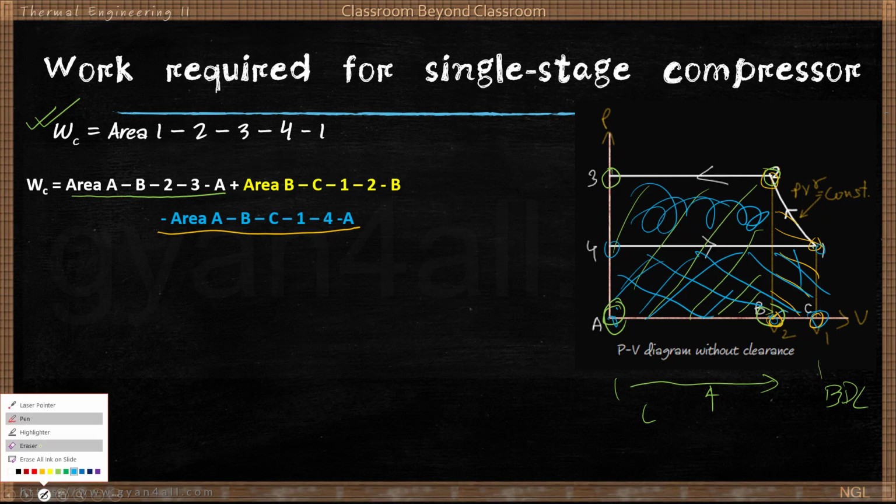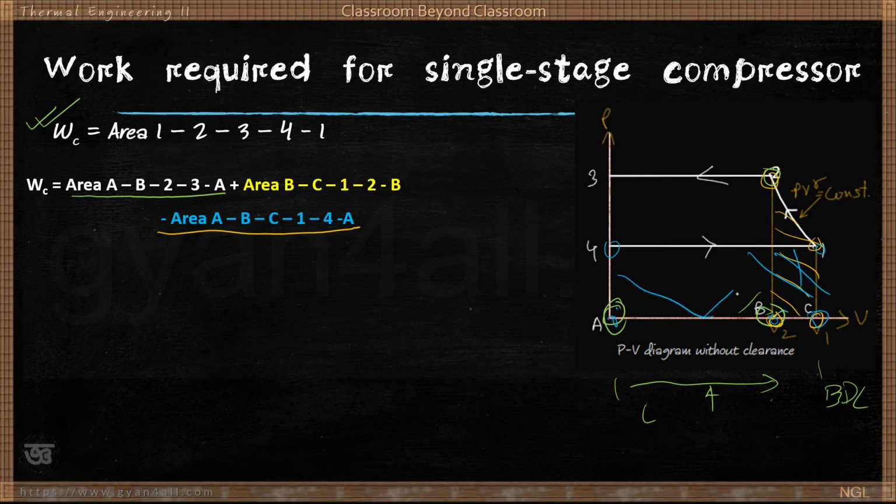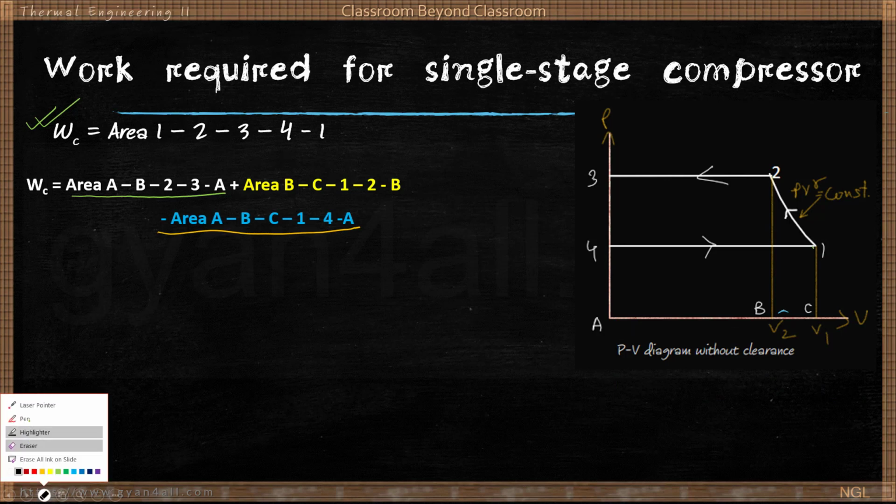So now just look at these areas. You can see what will be the area. First one? AB into AT. Good.